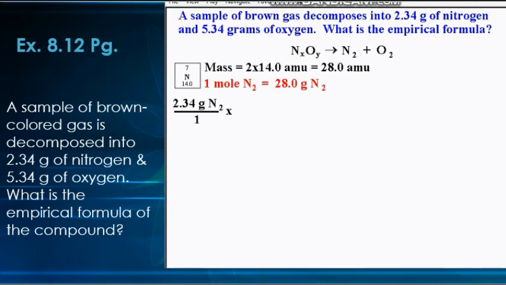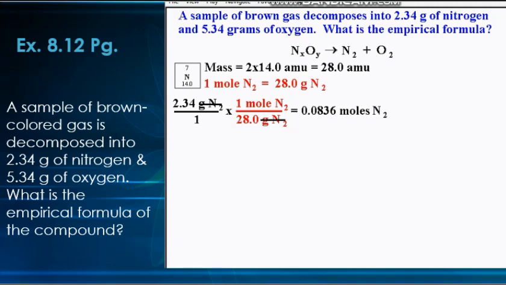We take the number of grams, 2.34, and multiply by the conversion relationship with grams on the bottom, so that they cancel, and moles on the top. So in the end, the chemist made 0.0836 moles of N2.